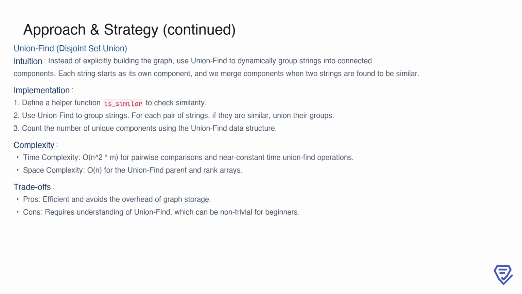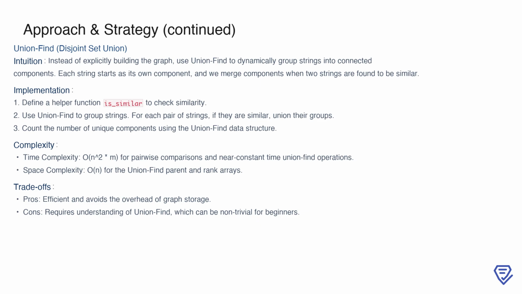To implement this, we define the same helper function, is_similar, to check the similarity condition between two strings. Then, for every pair of strings, if they are similar, we use union find to merge their respective groups. Once all pairs are processed, the number of unique components in the union find structure corresponds to the number of similar string groups.